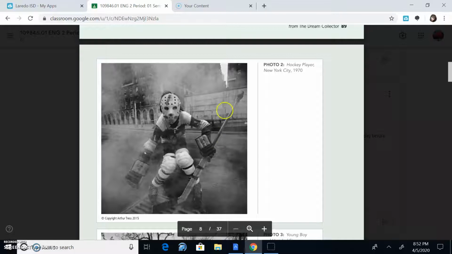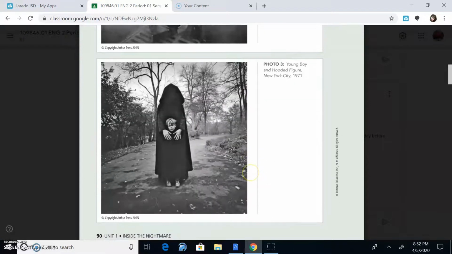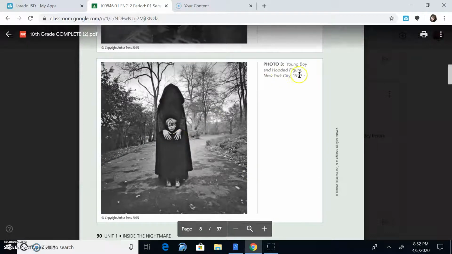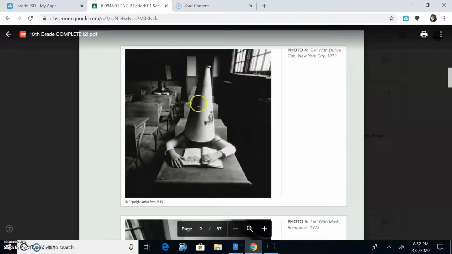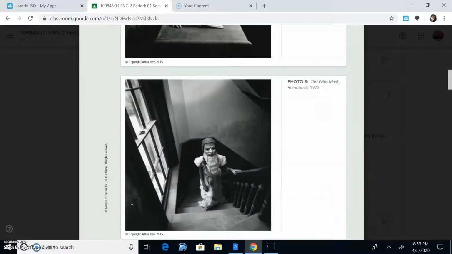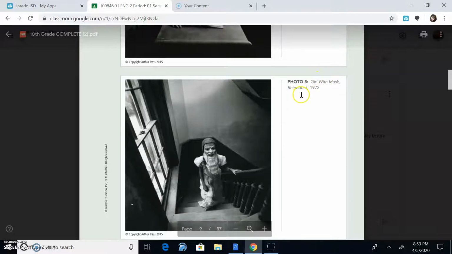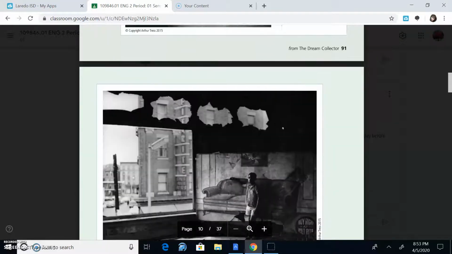Over here, this one says, Hockey Player, New York City, 1970. Again, you're going to be analyzing, looking at the pictures. This one, it's kind of spooky. Young Boy and Hooded Figure, New York City, 1971. This one says, Girl with Dunce Cap. This is the dunce cap, what she's wearing on top of her head. That's called a dunce cap. New York City, 1972. Photograph number 5, Girl with a Mask, Rhinebeck, 1972. That's also kind of spooky. Look at the location, look at the lighting, look at the mask. So there's a theme that's going on there.